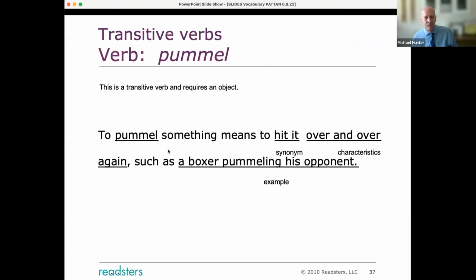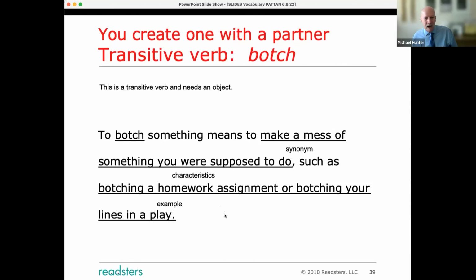Pummel is a transitive verb. You have to have an object for it. So to pummel something means to hit it over and over again. And then an example is often helpful. Okay, to botch something means to make a mess of something you were supposed to do, such as botching your homework assignment or botching your lines in a play.